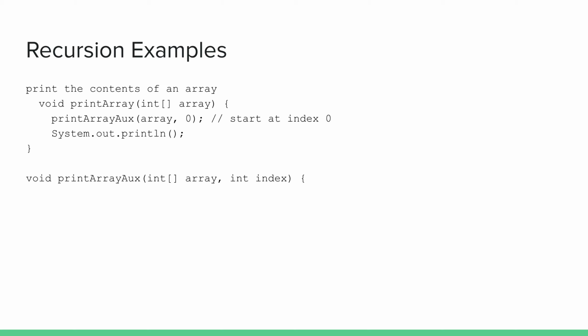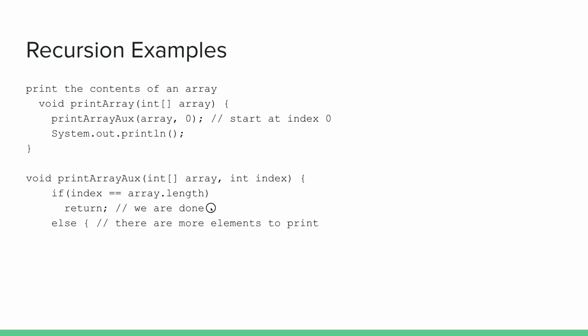The base case could be when we have no more elements to print, which means that our index is equal to array.length. That's the base case. In that case, it means we reached the end of the array, so don't do anything.